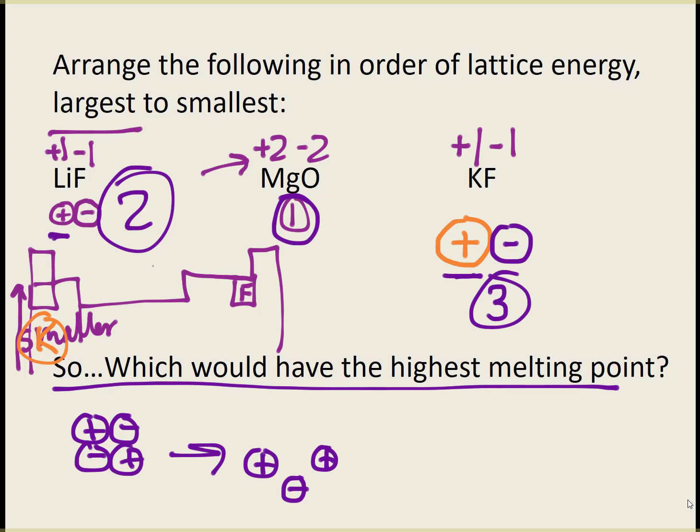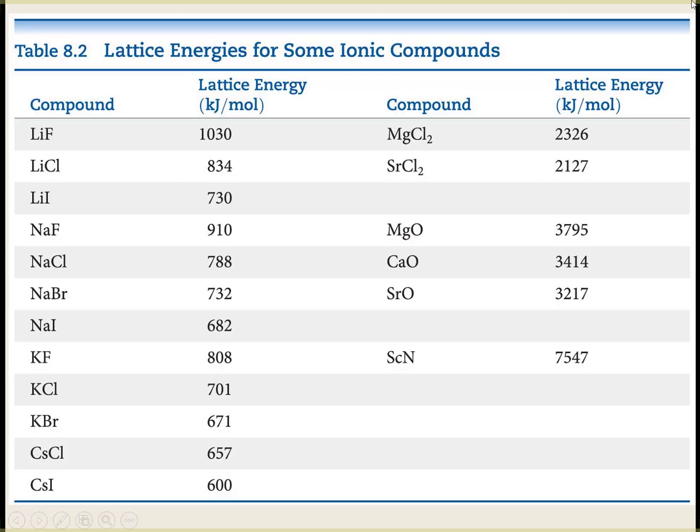And so you would look at the one with the highest lattice energy, which would be the one that has the highest melting point. So it would be in the same order. MgO would have the highest melting point because it has the highest lattice energy. Here's a chart of lattice energy so we can see how we did. And look, there's that MgO, and it has almost 4,000 kilojoules per mole to pull that apart.